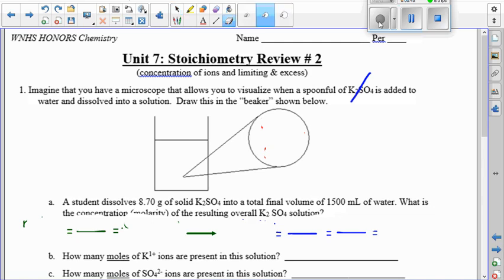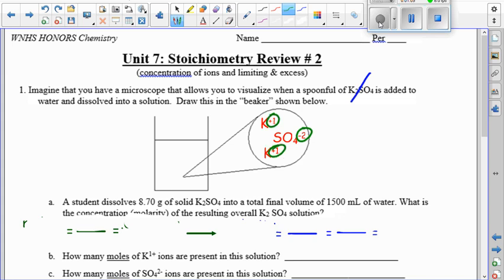So what will we see in this beaker? Well, we'll see 2 Ks with a +1 charge, and we'll see the 1 SO4. And again, that's because there are 2 potassiums, 2 Ks, in the chemical formula, whereas there's only 1 SO4. And please note that I do include the charges on these guys as well to get full credit.